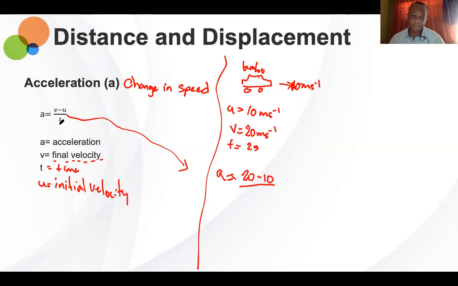So time will be down here. We'll have 2 down here. So what do we get? Are you seeing that now? Yes, sir. All right. So what do we have here now? Is the answer 5? All right, let's just work through it. What we have at the top: 20 minus 10 equals 10, all over 2.